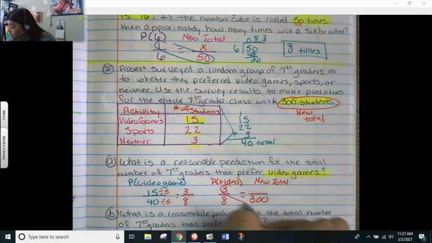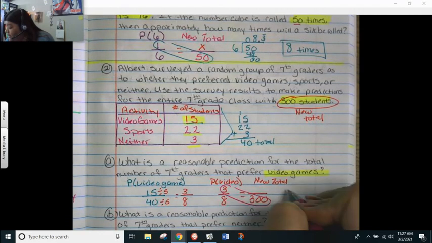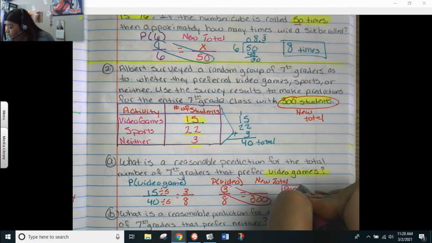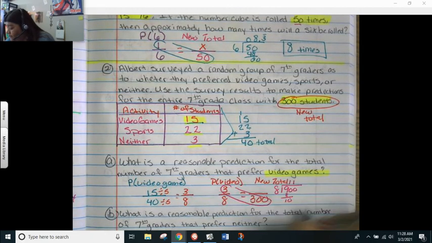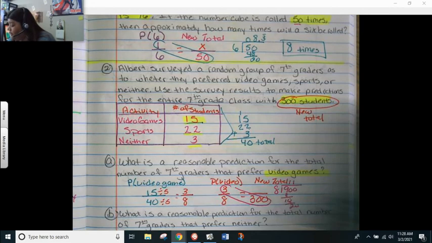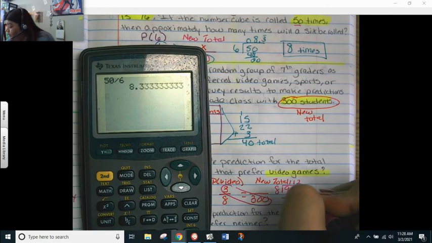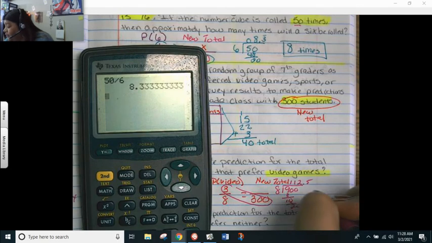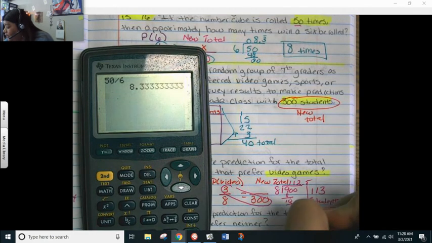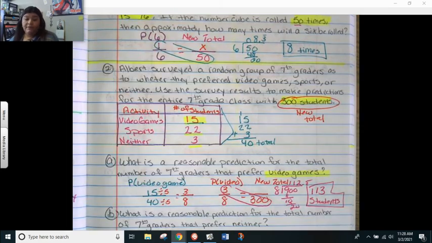Go ahead and cross multiply. 3 times 300 is 900. Divided by 8, that's 112.5. So we can make an assumption that we should have 113, because that 0.5 is going to make me go up 1. 113 students will prefer video games.